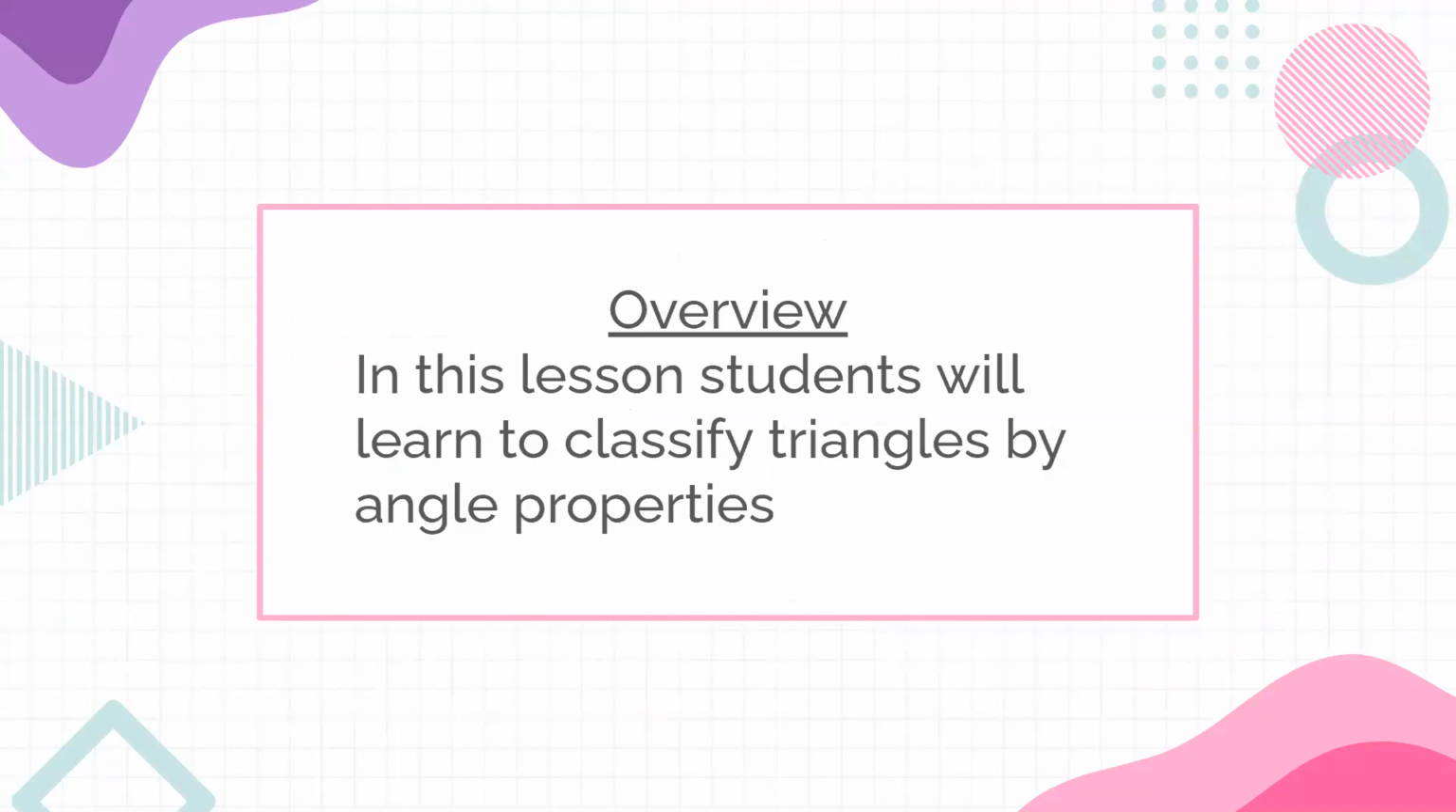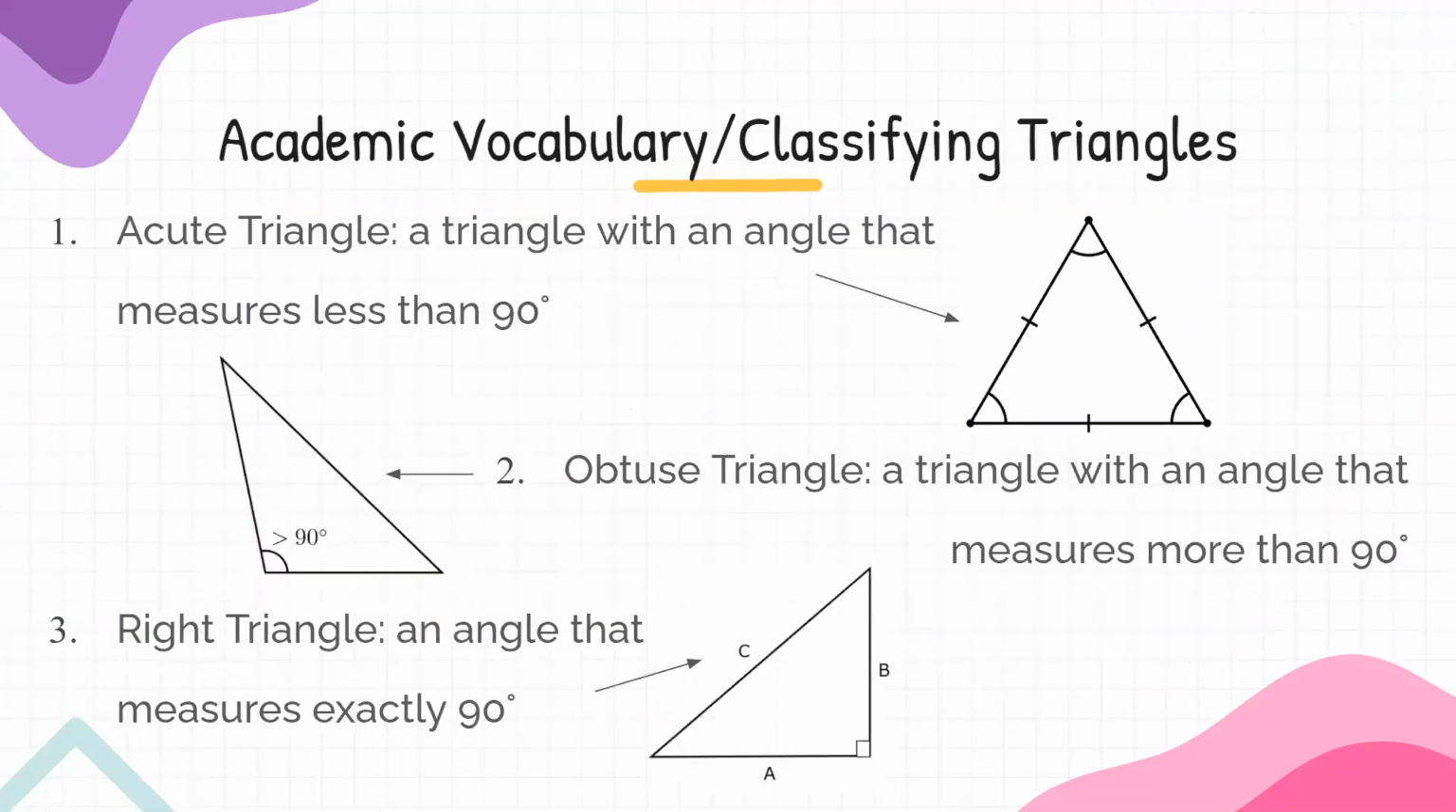In this lesson, students will learn to classify triangles by angle properties. Here's some academic vocabulary and information on classifying triangles. An acute triangle is a triangle with an angle that measures less than 90 degrees. Obtuse triangle, a triangle with an angle that measures more than 90 degrees. Right angle, an angle that measures exactly 90 degrees.